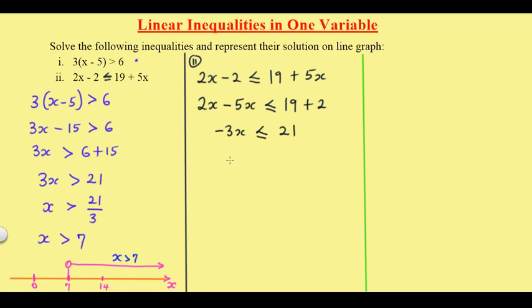Recall, in linear inequalities, when we divide by a negative number or we multiply by a negative number, the inequality sign will change. So we have here negative 3x divided by negative 3. The inequality sign becomes greater than or equals to 21 divided by negative 3. And we are left with x greater than or equals to negative 7.